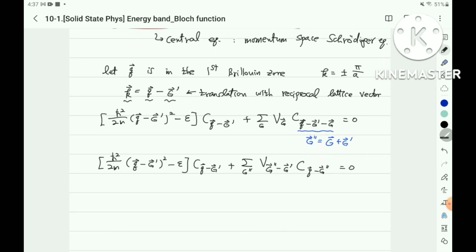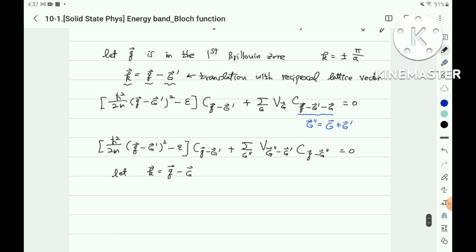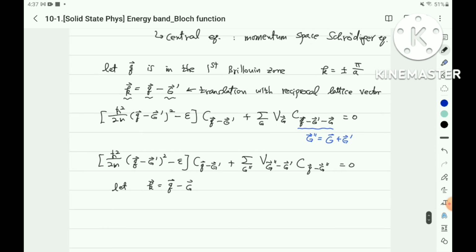In the same way, k is q minus G, and G and G prime can be different. From this equation, it has an identical form, and the translation by the reciprocal lattice vector shows the same Schrödinger equation, or the central equation.